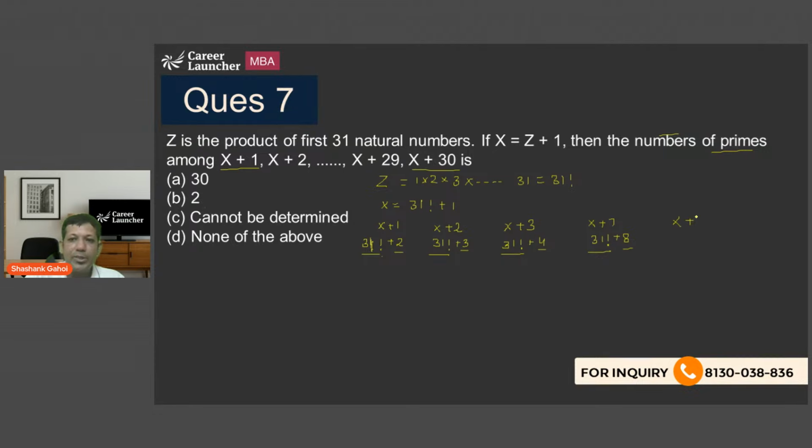If I say x plus 30, that becomes 31 factorial plus 31. Now this is a multiple of 31, and this is a multiple of 31. So overall it is a multiple of 31, so it can't be a prime number. So basically from x plus 1 to x plus 30, there is going to be no number that is prime. So the answer to this question is directly going to be option D.